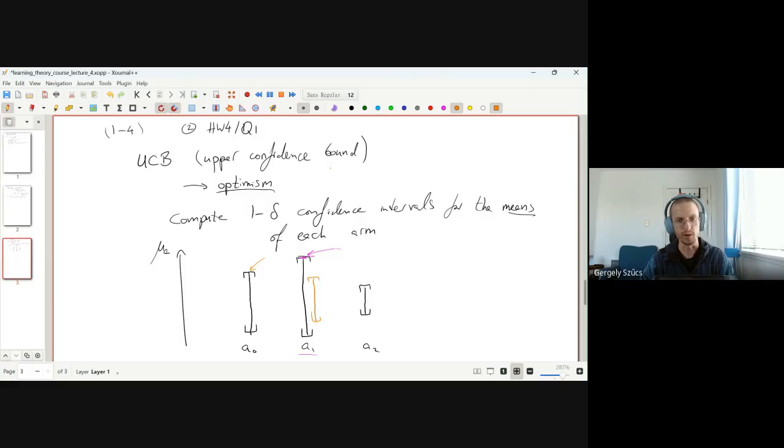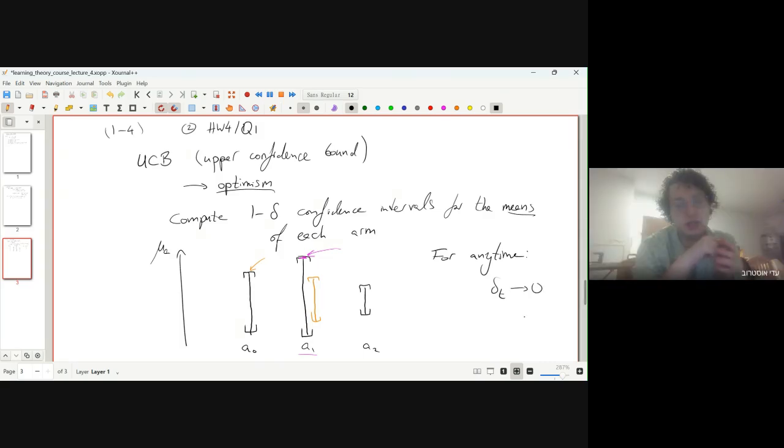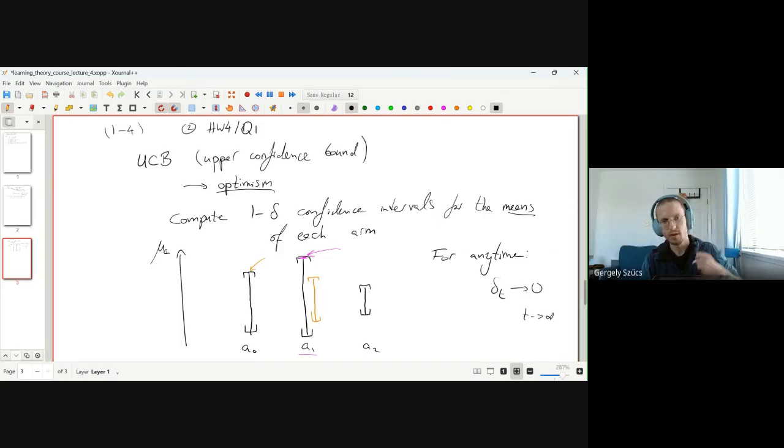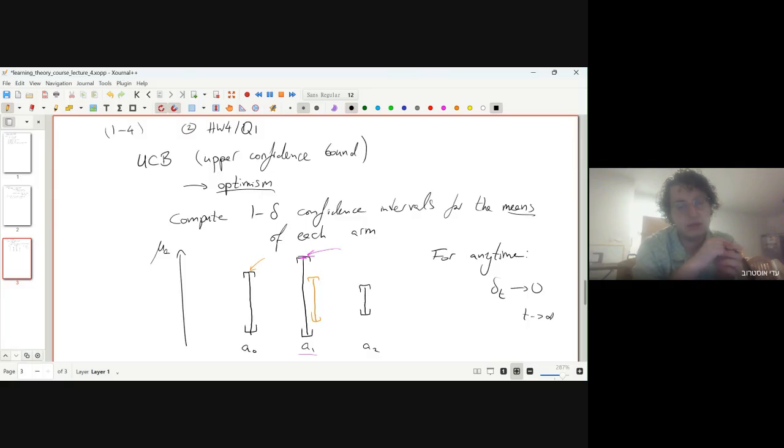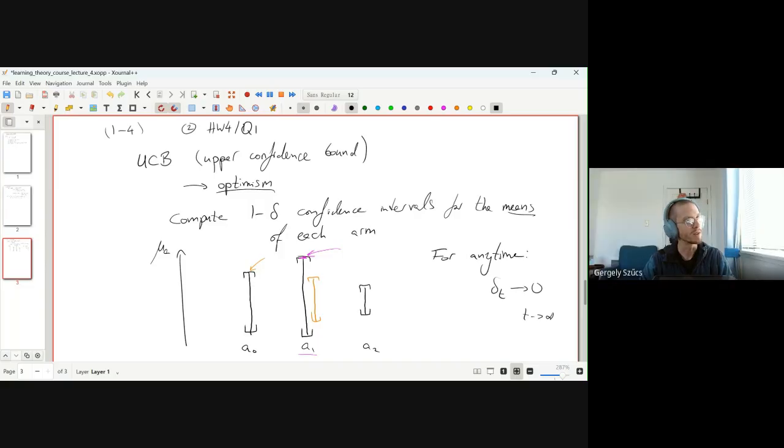It would lock us into a kind of bad situation. So if you wanted an anytime algorithm, we would want to pick a delta that depends on t. And why is it so? Don't you still get the intervals to shrink? You still get the intervals to shrink somewhat.